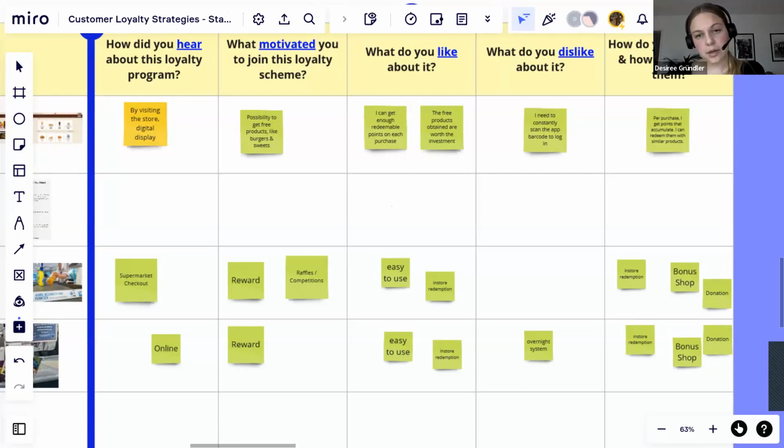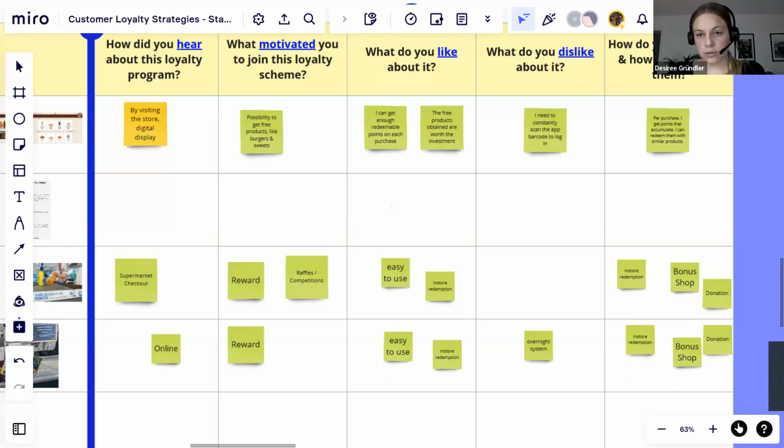What do I dislike about it? One of the two programs has an overnight system, so you can see your points only the next day, which is a bit annoying because you don't know if it worked or not. The other program, if you leave the supermarket, you immediately see in the app that you got points for your last purchase, which happens within I think 20 seconds or something.